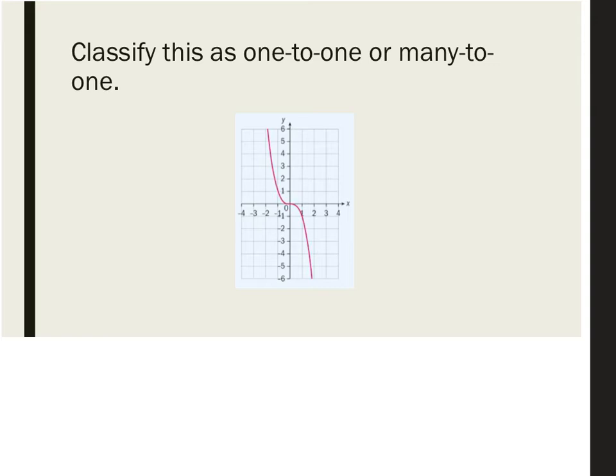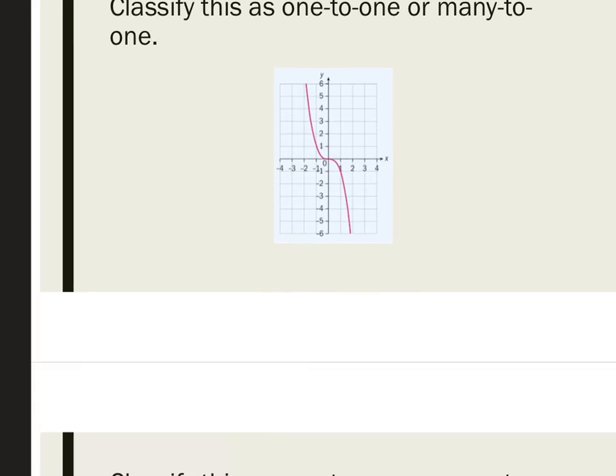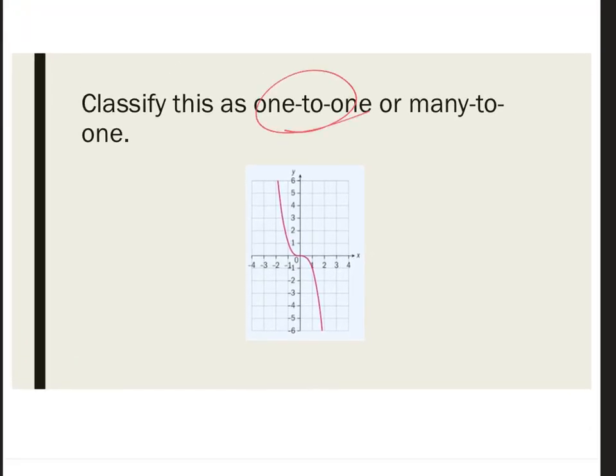All right, taking a look at this picture. Is this 1 to 1 or many to 1? Again, 1 to 1 just means that the original and the inverse are both functions. This does pass the vertical and horizontal line test, so this is 1 to 1.